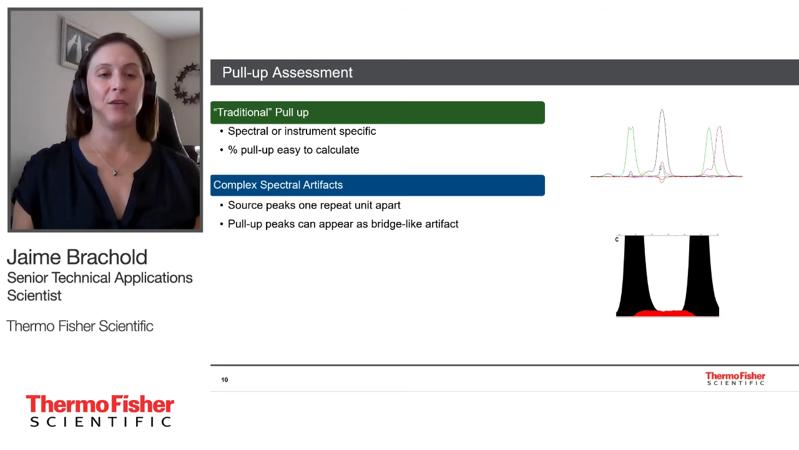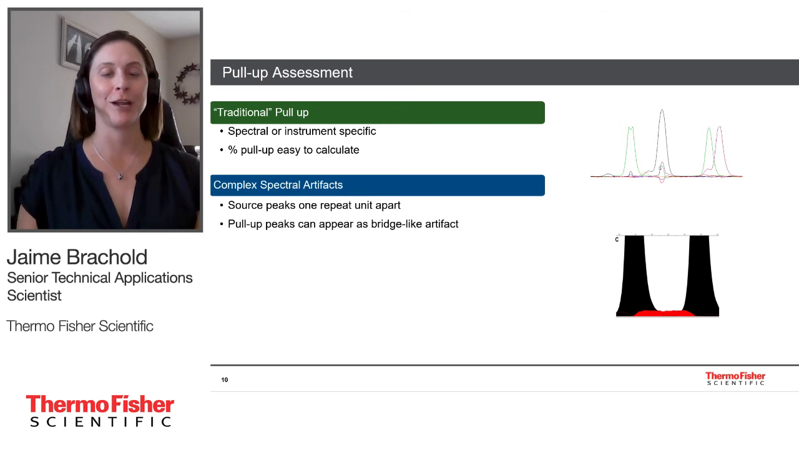I use this term complex spectral artifacts when I start talking about the results of the study, so I just want to make sure everyone's on the same page with what I mean. So traditional pull-up, that's pull-up that I'm going to be talking about. That is pull-up that falls underneath a parent peak. It's very easy to calculate a pull-up percentage, like the top figure that you see here.